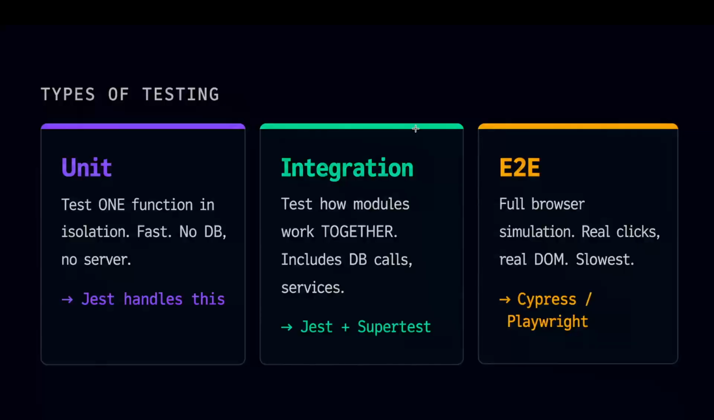Then we have end-to-end testing, the third type. Here you simulate a real user clicking through the browser. Tools like Cypress or Playwright handle that. So Jest handles unit and integration. We have to be aware of the difference because the interviewer will ask this. So next I'll show you a real world test case.